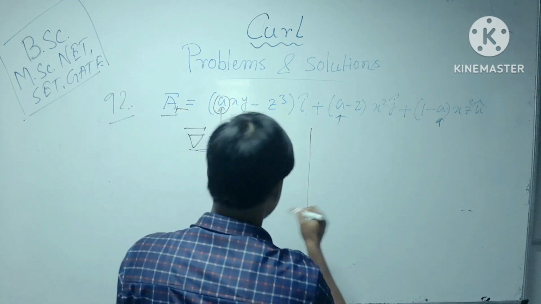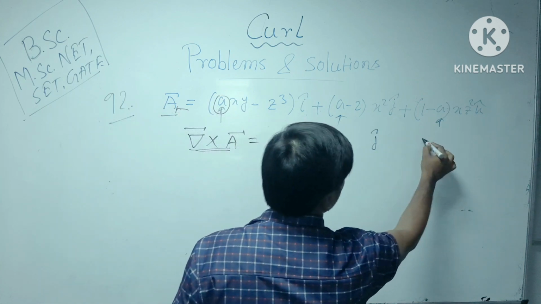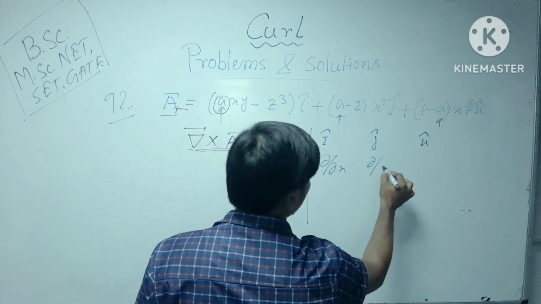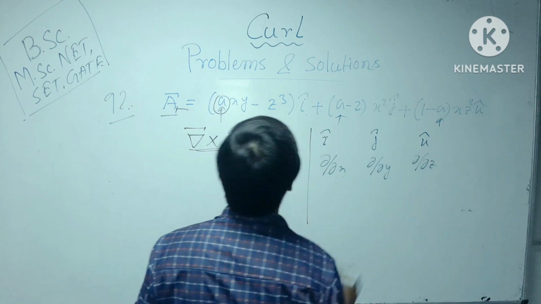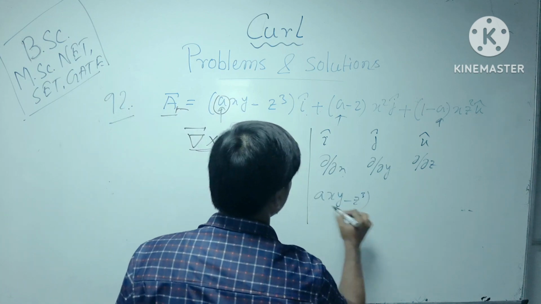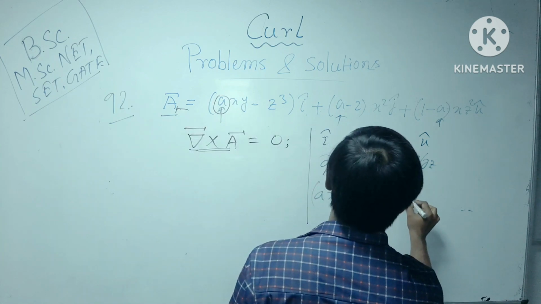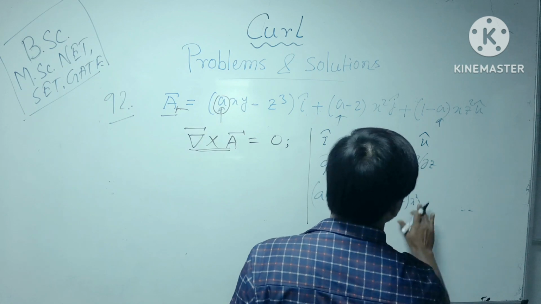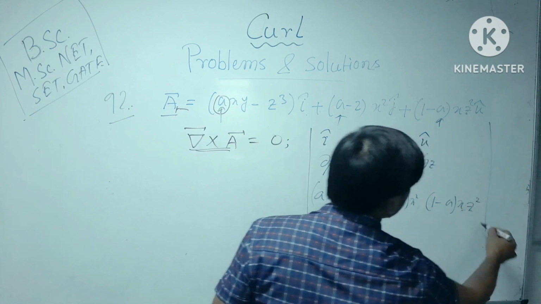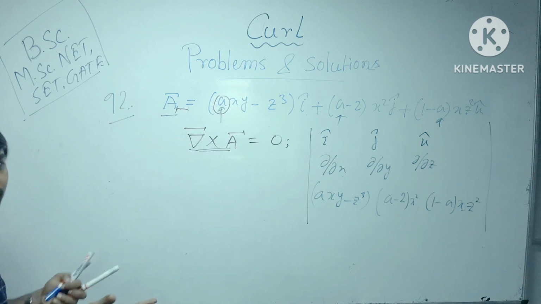Find curl of A just using the determinant. So it is I cap, J cap, k cap. Curl, del nabla operator, that is del x, del y and del z. This is the vector: a xy minus z cube. Do it yourself in your notebook, keep doing it, do it before me. a minus 2 x square y, sorry not y, it is x square, and it is 1 minus a x z square. So this is the determinant. Now solve this determinant. You will get 3 equations from here. Take any one equation and solve for a.